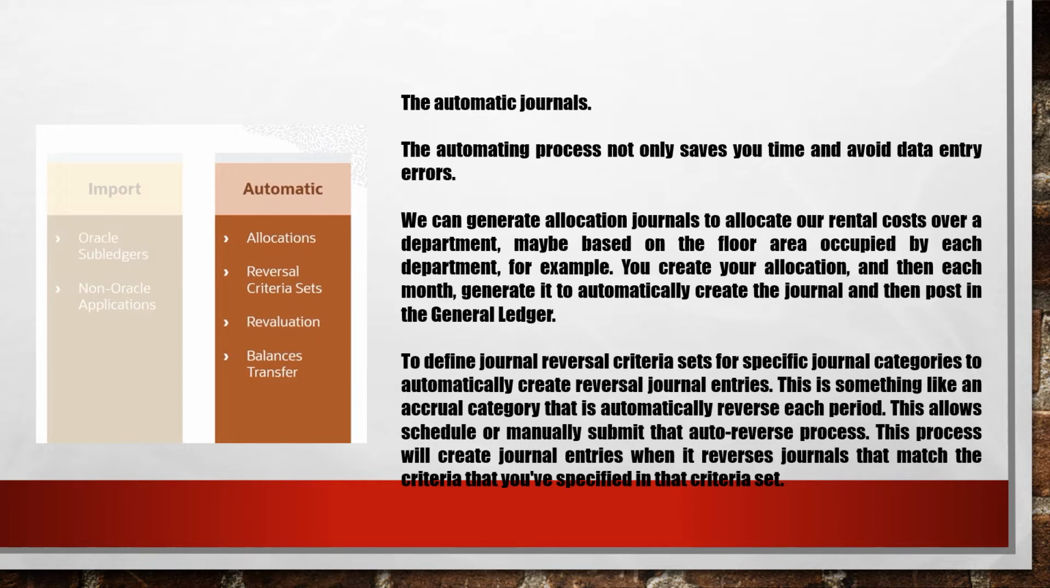and then post it in the general ledger. You can also define reversal criteria settings for specific journal categories to automatically create reversal journal entries. This is something like an accrual category that is automatically reversed each period. This allows scheduled or manual submission of the auto-reverse process. This process will create reversal journal entries for journals that match the criteria you specified in the criteria setting.